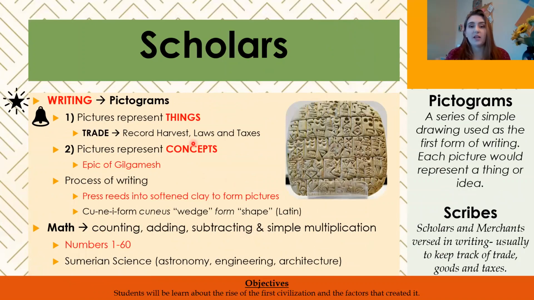Scholars were another big thing that developed during this time, specifically writing. Remember we talked about how, as people began not having to work as much and you had free labor, you would get scholars who would begin to study and want to know things. And the first thing they wanted to know was how to write. So we had this form of writing called pictograms, which you can see in our photo over here. These pictures often represented things like animals, products, grains, and amounts. These were used to record harvests, laws, and of course, taxes.